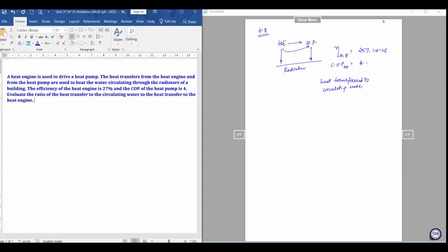that is the radiator. Okay, radiator. The heat transfer to the heat engine. So these are the transfer to the heat engine. Okay, right. And let us draw the diagram now.